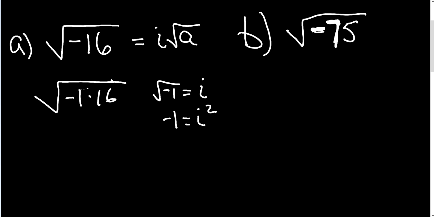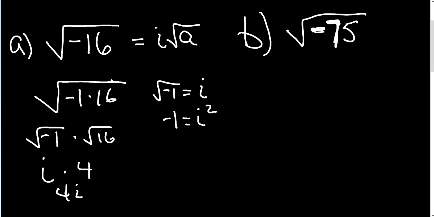Alright, so now I've got this square root, so I could break this down to be the square root of negative 1 times the square root of 16. Square root of negative 1 is the i, times square root of 16 is 4. So invariably we end up with 4i as our solution. Okay, that's all there is to it.